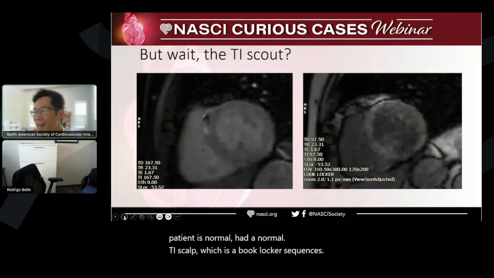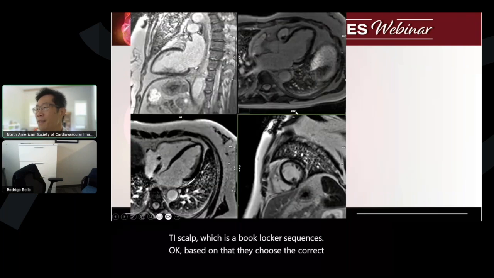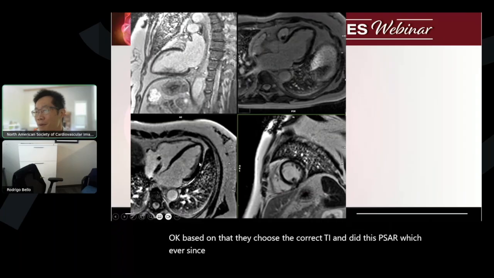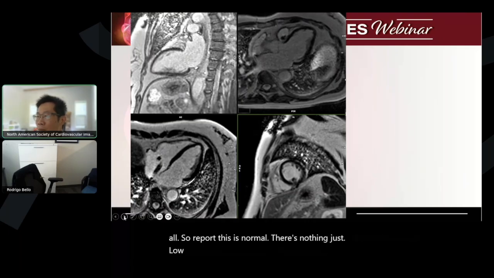Okay, based on that, they chose the correct TI and did this PSIR, which everything's normal. See the very dark, simple dark myocardium, no LGE at all. So we report this is normal. There's nothing, just low normal LVEF 54.5%.